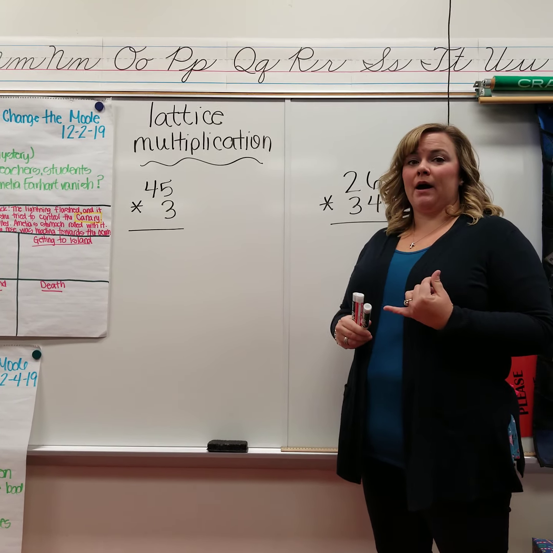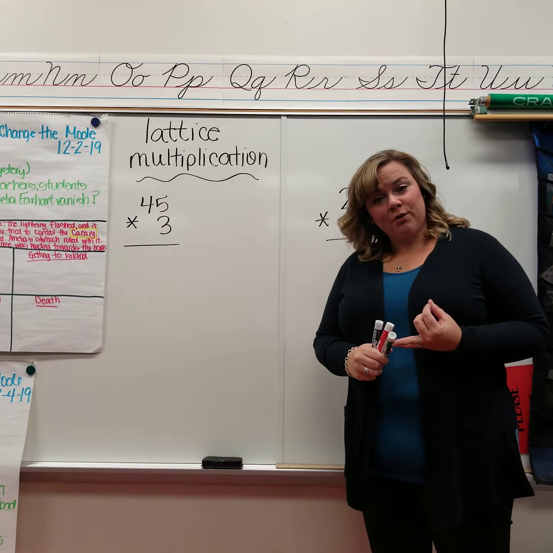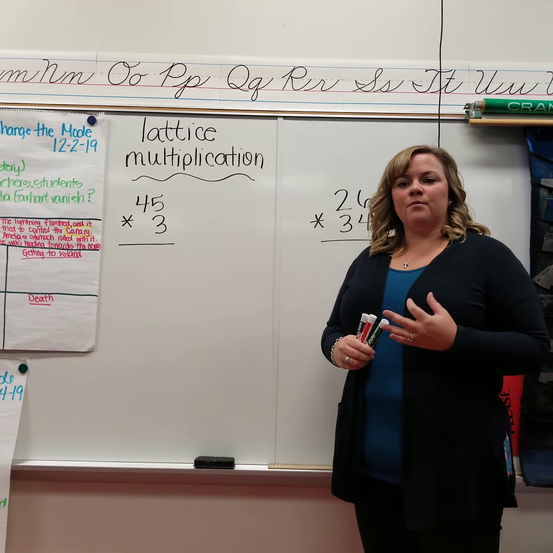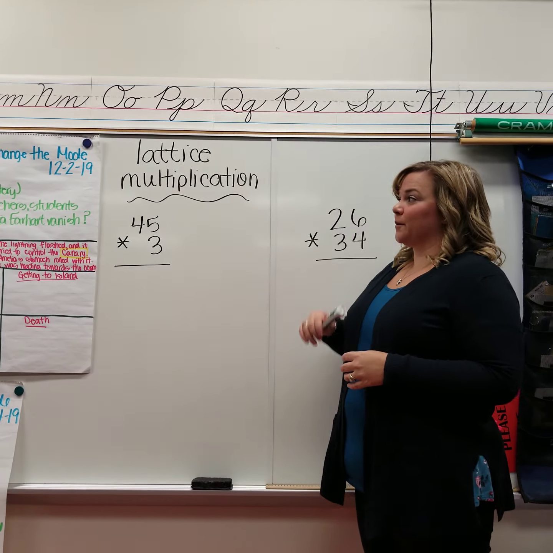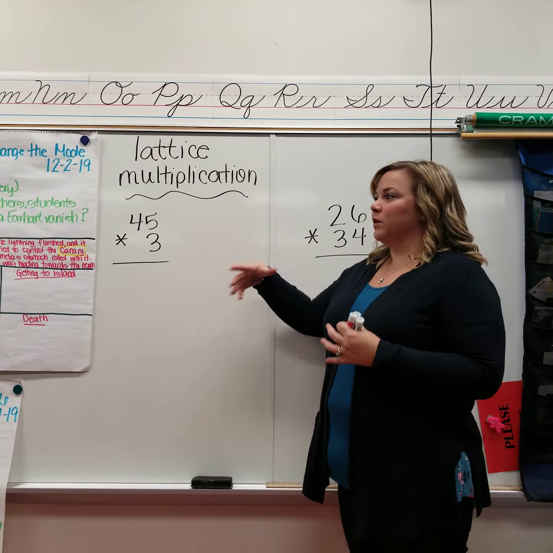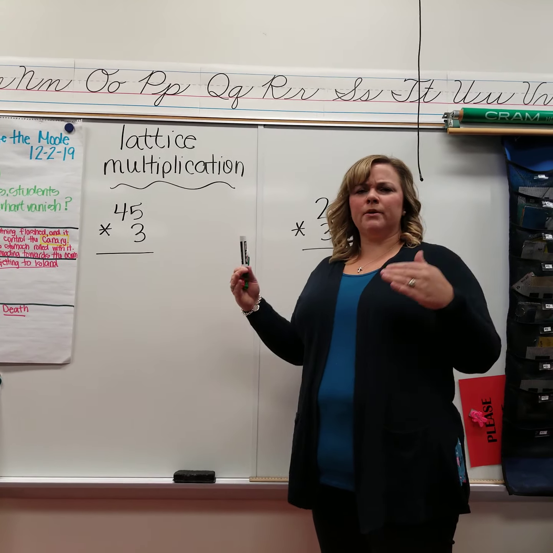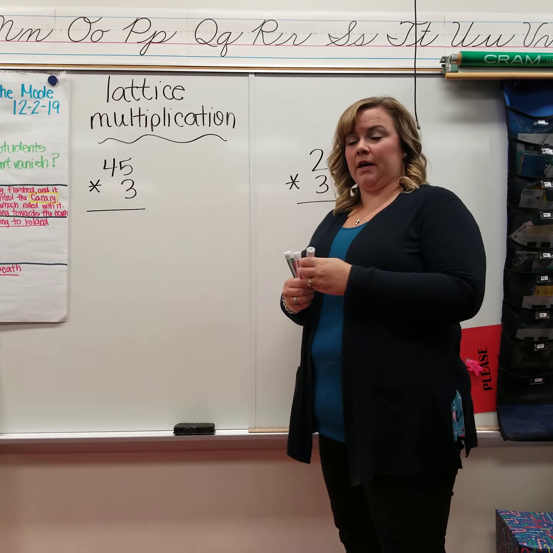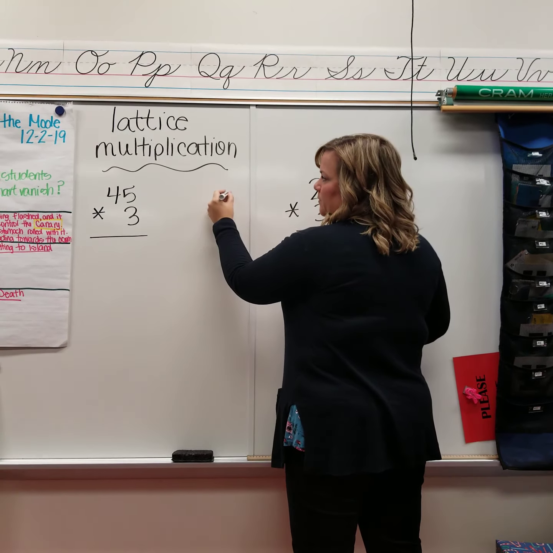So we've talked about partitioning rectangles, we've talked about partial products, and with both 1 by 2 and 2 by 2 digits. Today we're going to be looking at lattice. Lattice refers to the figure, the shape that we draw to help us organize our multiplication. And so we're going to start with the 2 by 1, so 45 times 3.